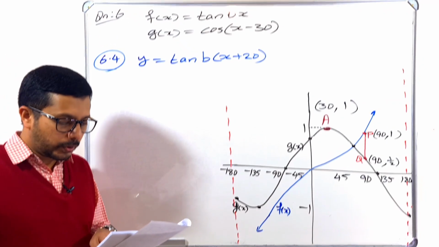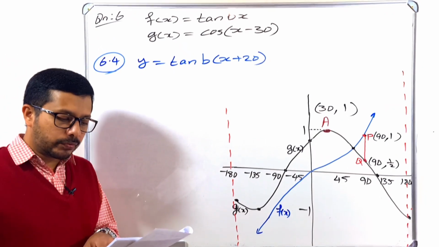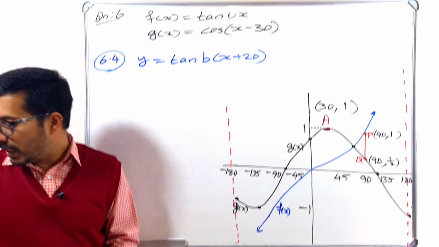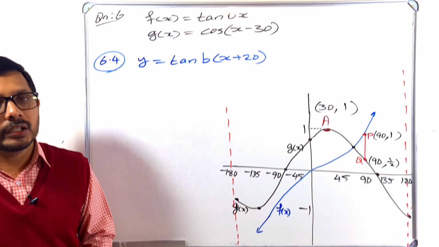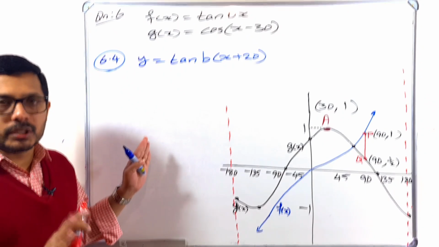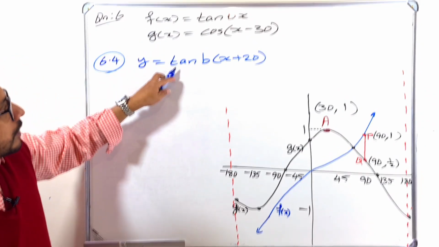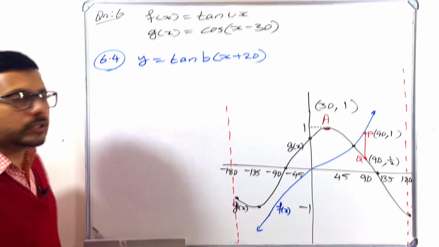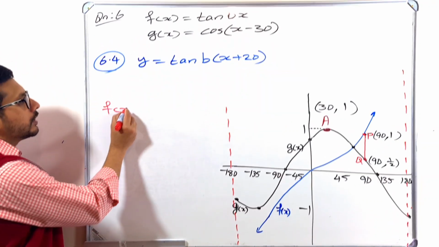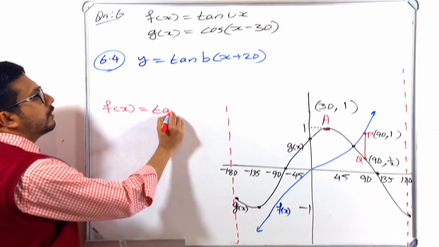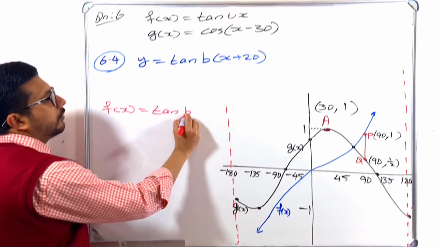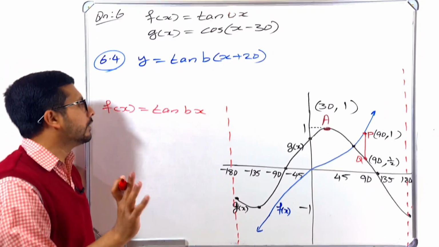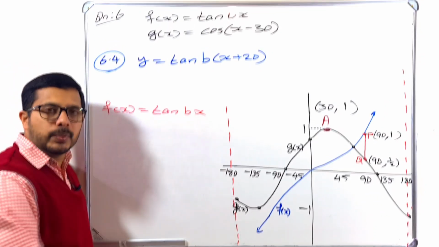Okay, so what is that question? Read that question once more. Write down the equation of the asymptotes of this equation. Okay, so leave that question. Tell me, this is tan b x plus 20. Look at this f of x, tan bx. Okay, so when f of x is equal to tan bx, we know that b is half, we already proved that one. Just leave that one. f of x is equal to tan bx.